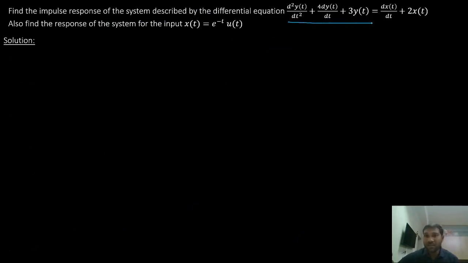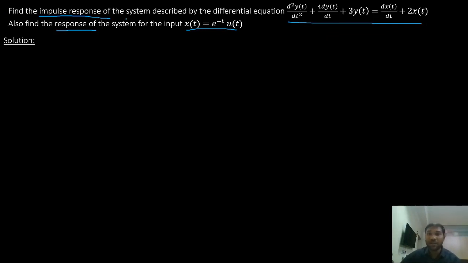Now this is the differential equation that is given. This is the equation that describes the system, and we have to find the impulse response, and also find the response of the system when the input is e power minus t into u of t. We have to find the impulse response, then the response for the given input. The first part of this question is finding the impulse response. The procedure to find the impulse response is the same as the previous question.